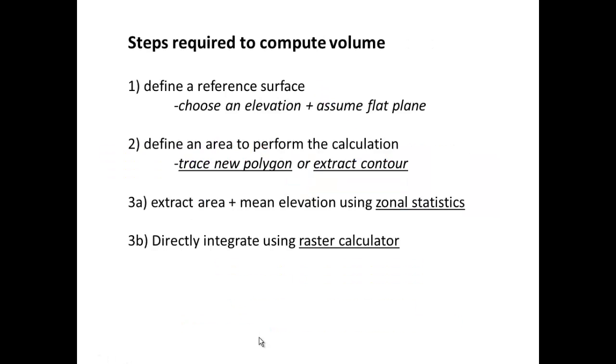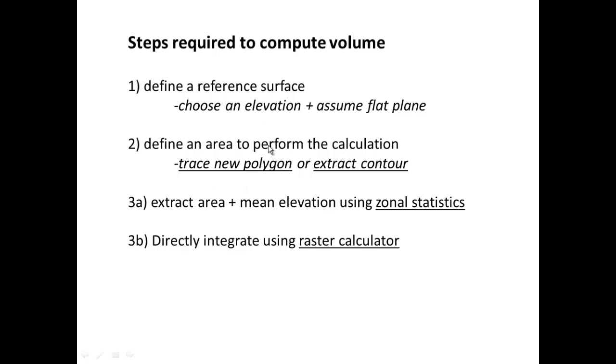So let's look a little bit at the workflow to do this, because there's actually a number of steps we'll have to go through. So the first thing we'll do is define that reference surface, and we'll assume it's a flat plane. By the way, in more complicated versions of this, you could assume that the reference surface is any shape that you want. It doesn't have to be flat. You just have to generate a raster of that shape. But in our case, we'll assume it's a plane, single elevation.